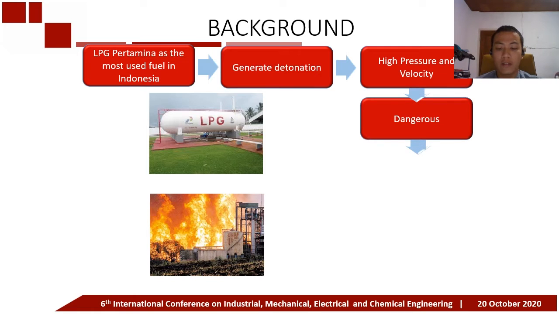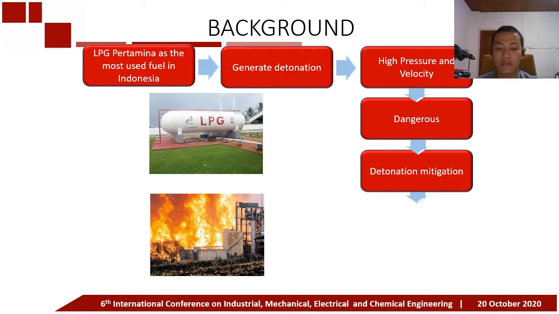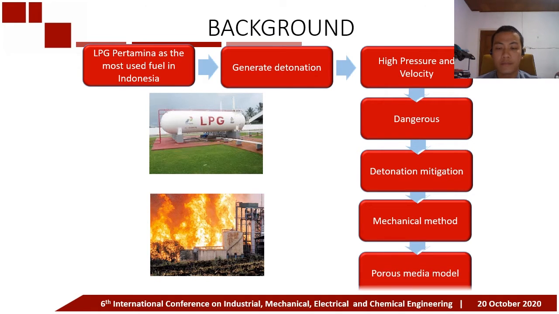This condition could harm people, environment, and piping system. Thus, detonation quenching to generate safety becomes very important. Detonation mitigation, also known as detonation quenching, can be defined as the transformation of detonation wave to less harmful deflagration wave. Mechanical methods can be achieved by inserting a flow obstacle in the combustion pipe.